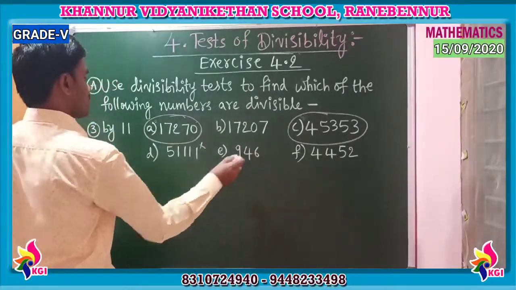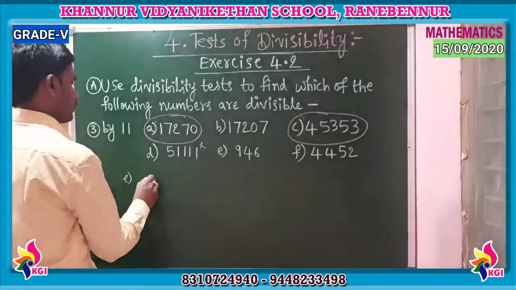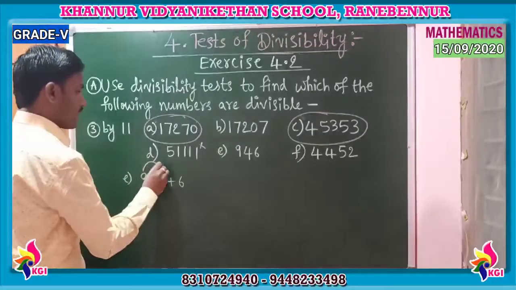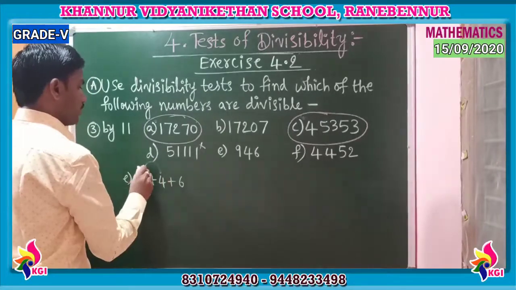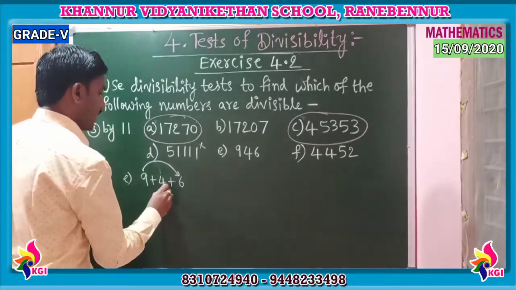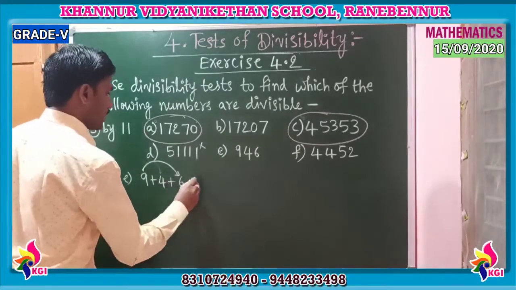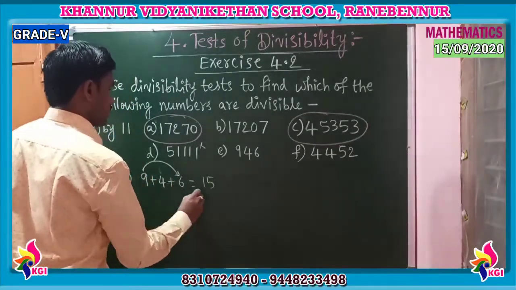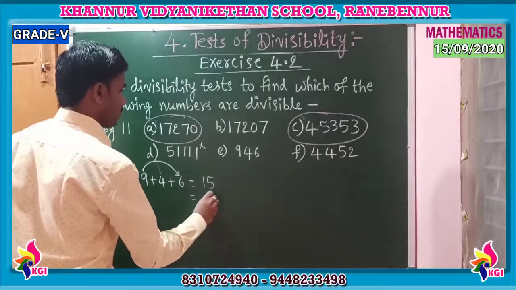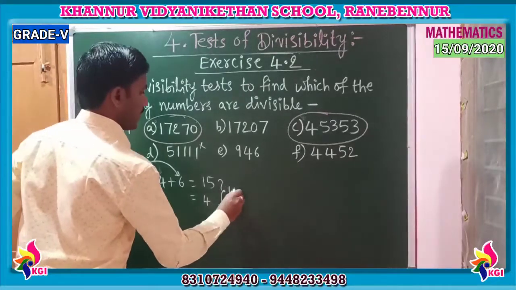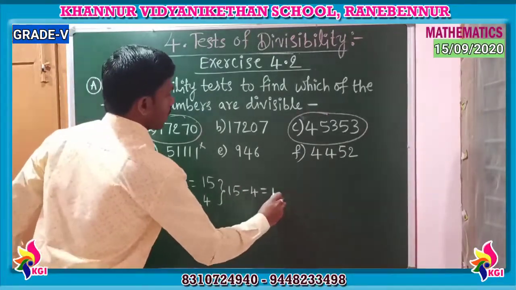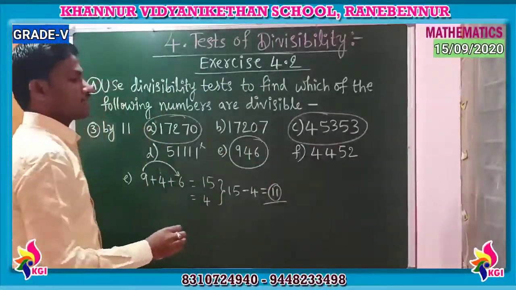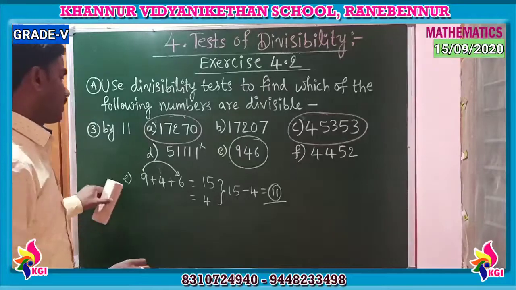Then what about this 946? 9 plus 4 plus 6. Sum of its alternate digits means the first and third digits, and the second one only. So 9 plus 6 is 15. The other digit is 4. The difference, 15 minus 4, is equal to 11. So this 946 is divisible by 11.